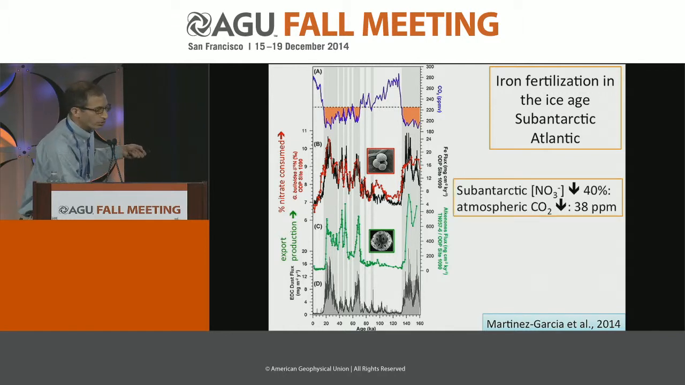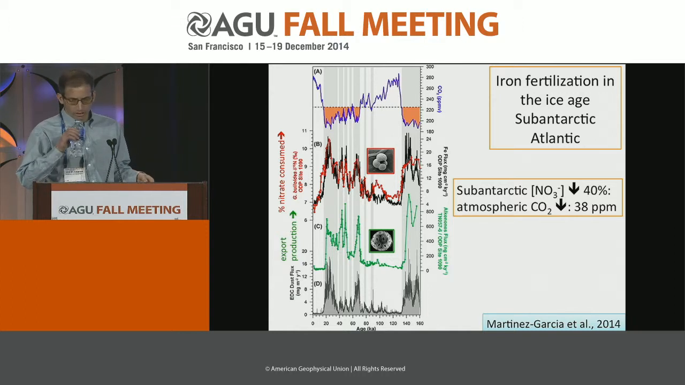Now, the type of CO2 decline that one would expect from these types of changes is also on the order of 40 ppm. Some of you might be surprised by that relatively high number, given that the subantarctic ventilates a relatively small volume of the ocean interior. Just hold on to that surprise for a second.